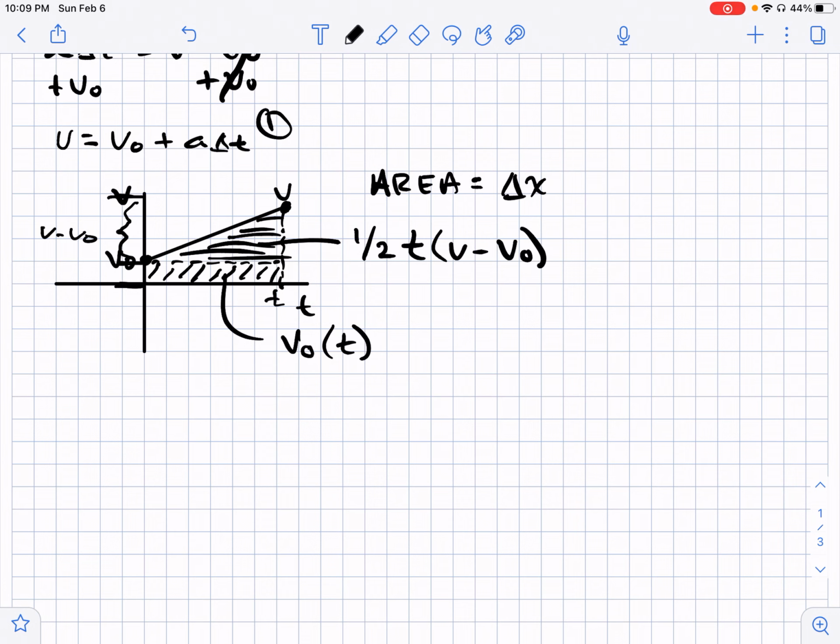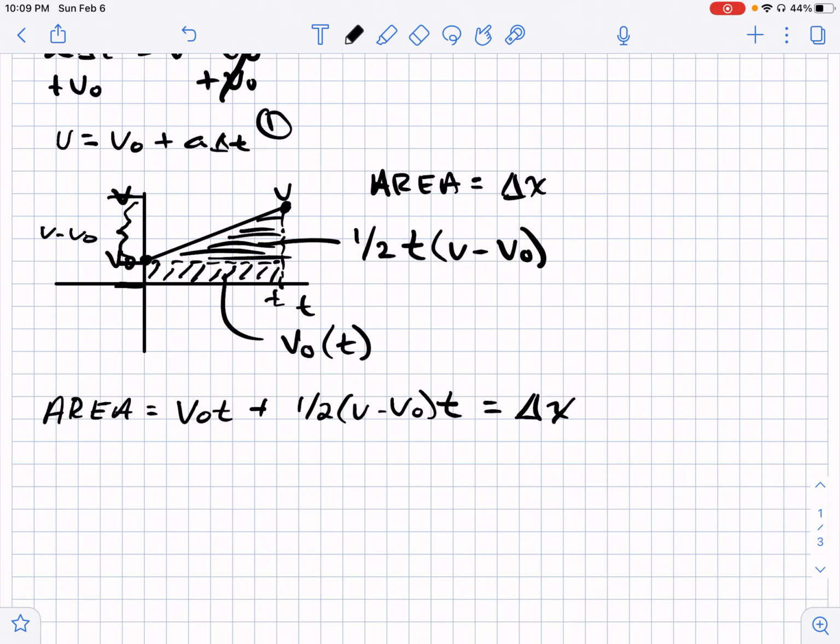So the total area of this is going to equal v naught t plus 1/2 (v minus v naught) times t. And that's going to equal the displacement, or delta x.